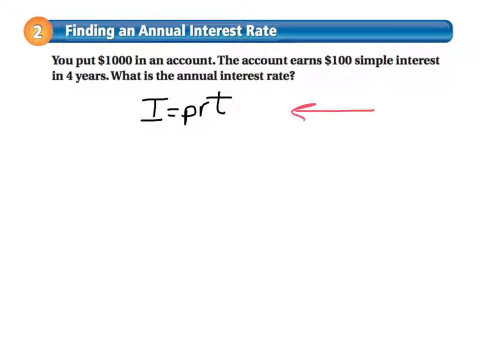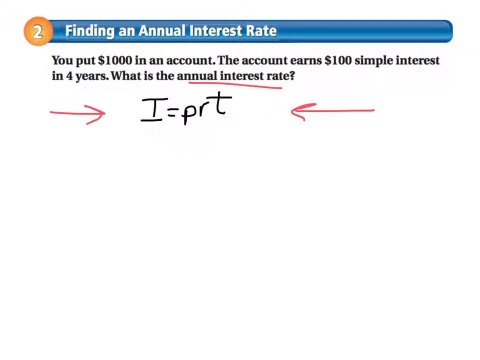This is another example of an equation that's been given to you. You don't have to use this equation just to solve for the interest. You can use it to solve for P, for R, for T. It doesn't matter. So you're going to actually solve this for the interest rate, which in this case is R.